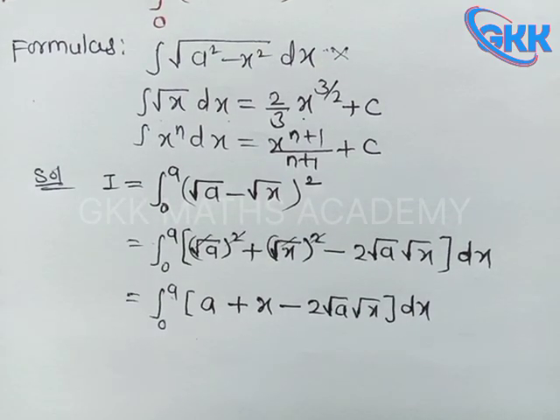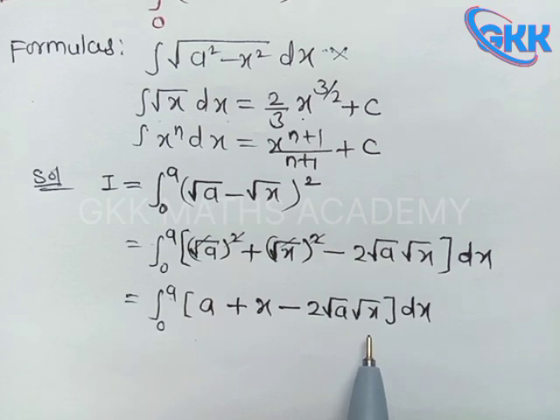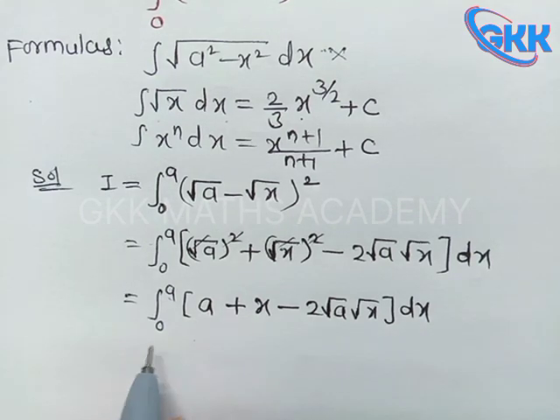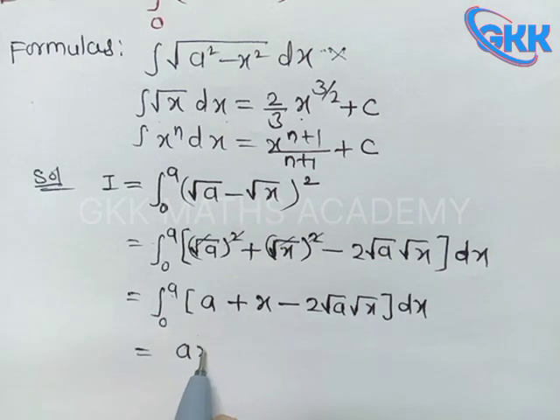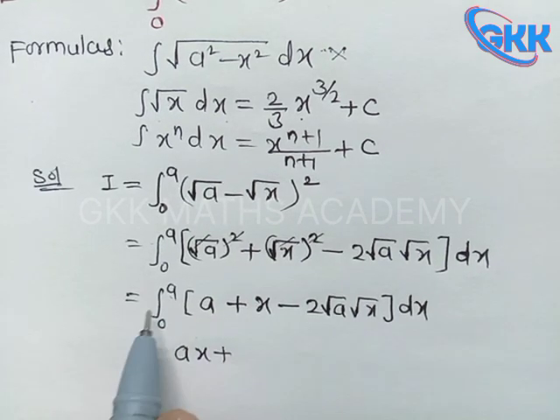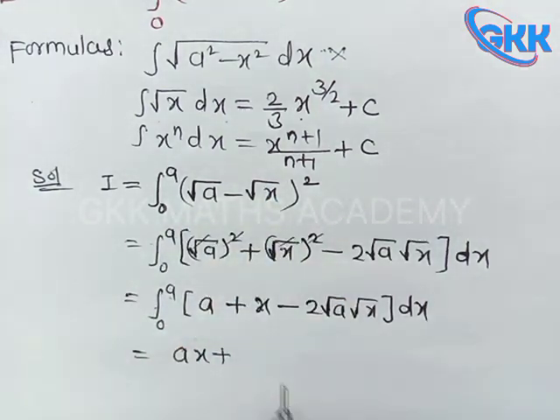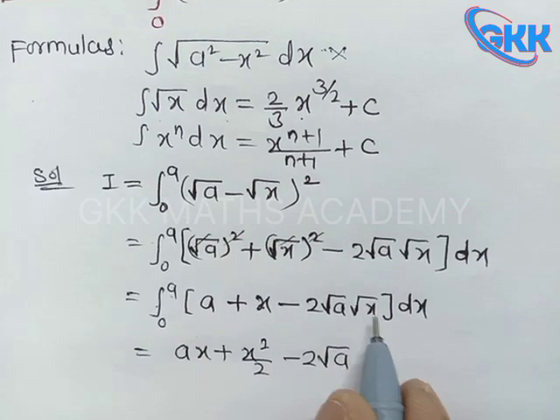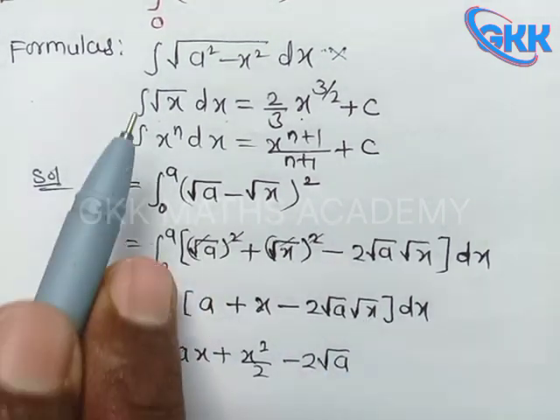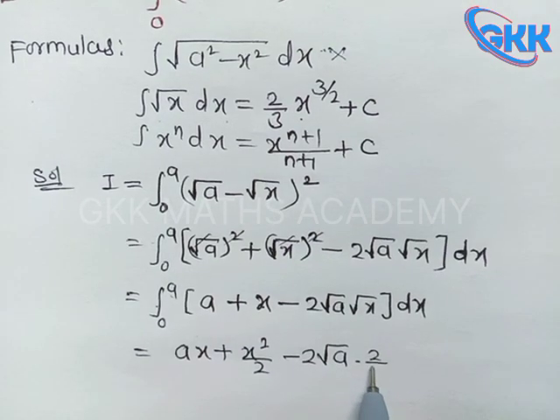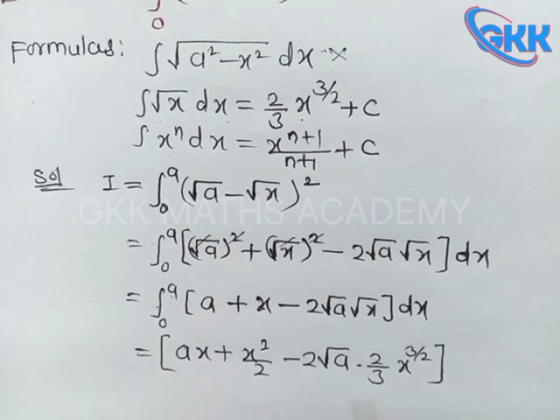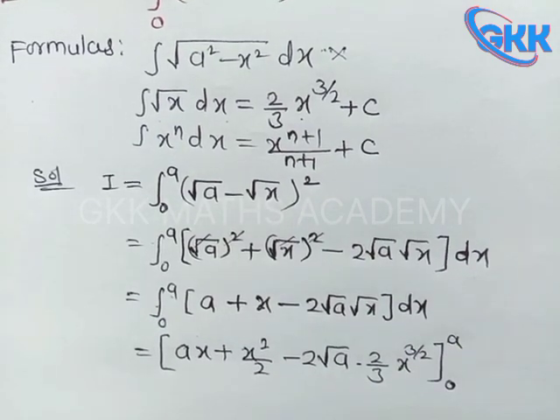Now what am I doing? Directly I am going to do the integration inside the bracket. Integral of a constant: the constant stays outside. Integral of 1 dx is x. Integral of x dx, formula x power n plus 1, is x square upon 2. 2 root a is a constant. Integral of root x, what is the formula? 2 upon 3 x power 3 upon 2. Now integration is over. We are substituting upper limit and lower limit.